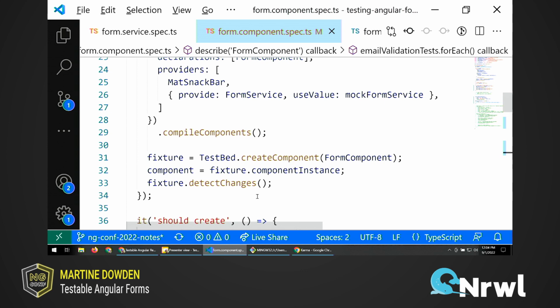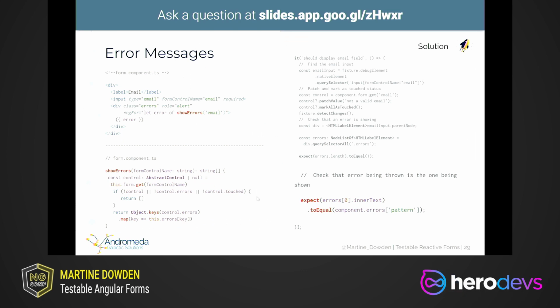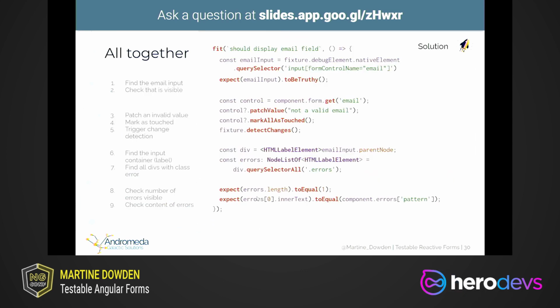All right. Moving on, because I do want to get you guys able to get to lunch. All right. So altogether, what we did is we went ahead and found our inputs. We patched our value. We marked it as touched, and we detected our changes. That's the big important piece. And then we went and did DOM manipulation to find pieces to do stuff.